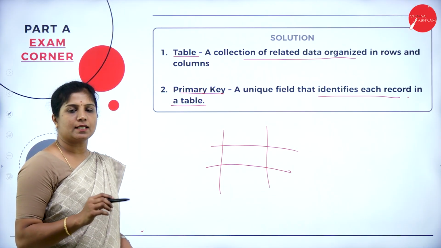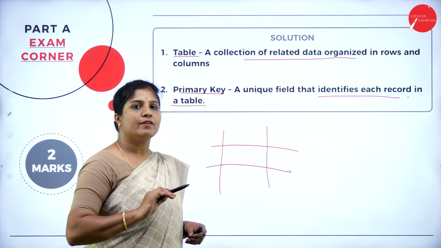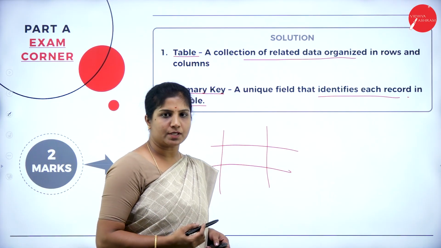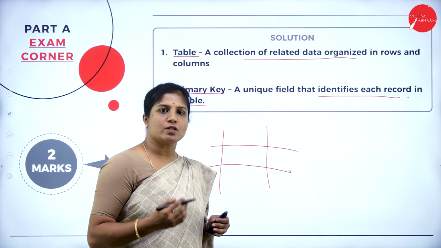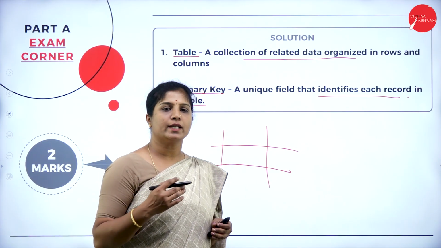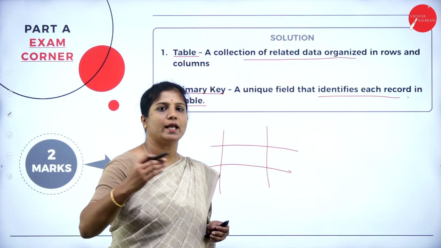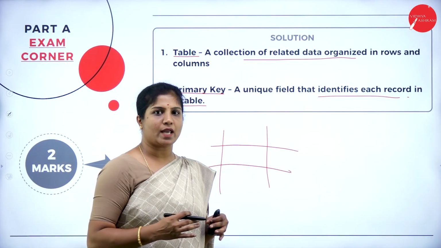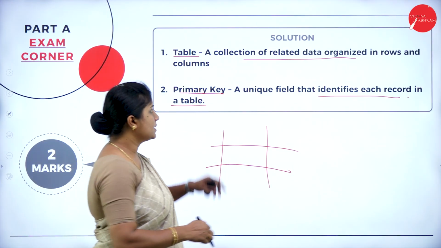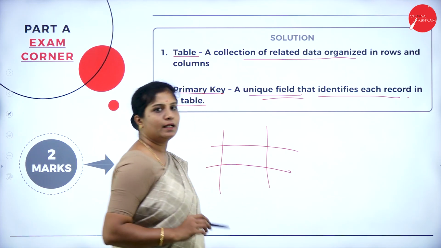So primary key is nothing but a unique key. That means we cannot duplicate the values. For example, the register number of a student. We cannot give the same register number to any other student. Hence we can say primary key is a unique field of the table.